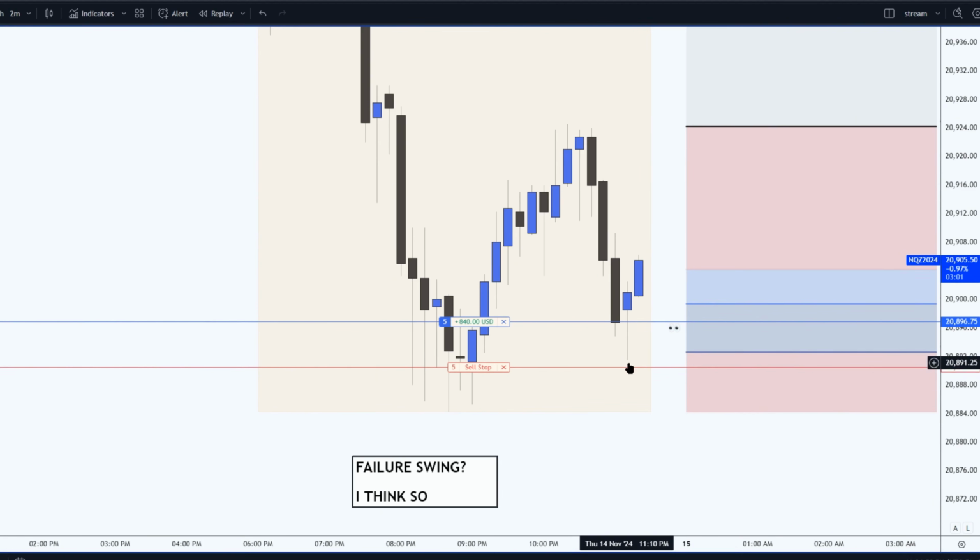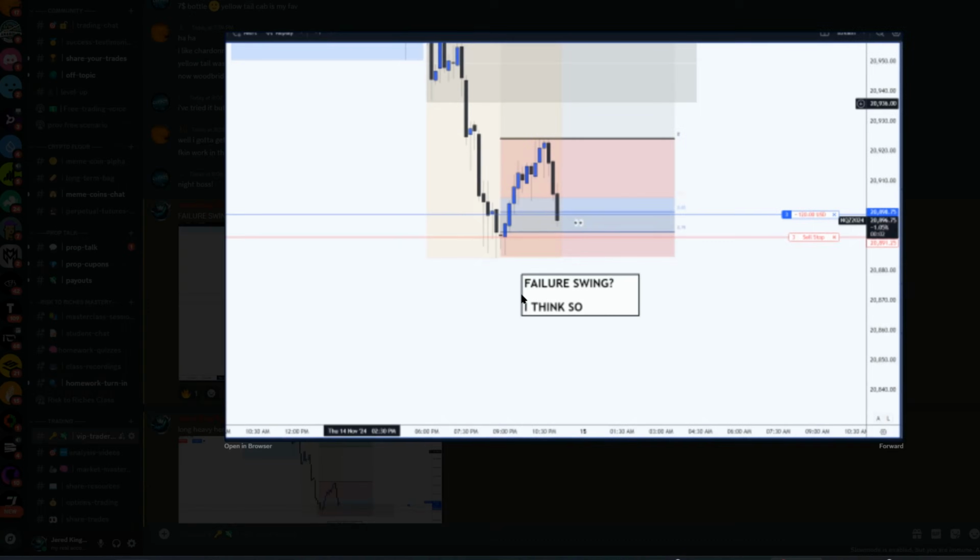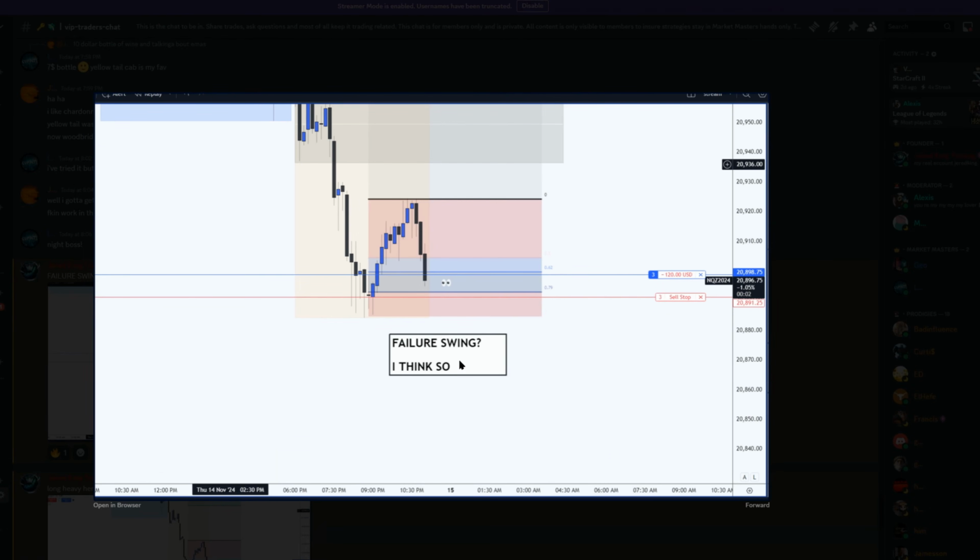How did I know it was going to bounce here? I made a post to my Discord right here. Said failure swing. I think so. I put a question mark around the failure swing and put little eyeballs there. Look, see where we're at on this retracement.